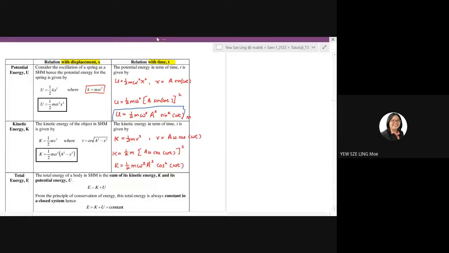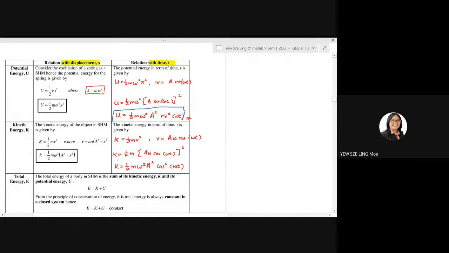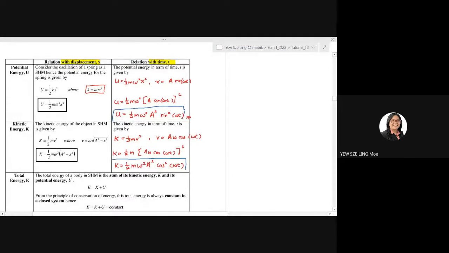So that is the equation of the potential and kinetic energy in terms of time, okay? Equations with time. So done, very simple. Okay, for U and for K, it's very simple. Basically, you just use the general equations that you have learned in chapter 5, and then you plug in the equations of x with time and v with time. Then you will obtain the K and U in terms of time.